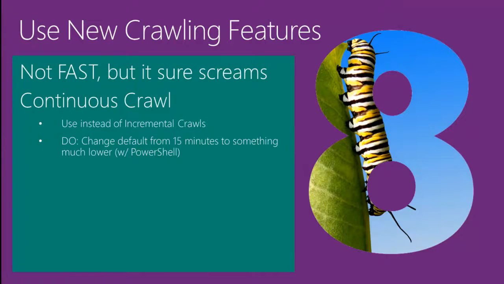So I've got a to-do in here. It says change the default from 15 minutes to something much, much lower. It's a PowerShell command, and that's getting deep and beyond what we're going to talk about in this session, because I'm trying to keep it high level if possible. But when you lower that to something smaller, you can start having these crawls happen much quicker.